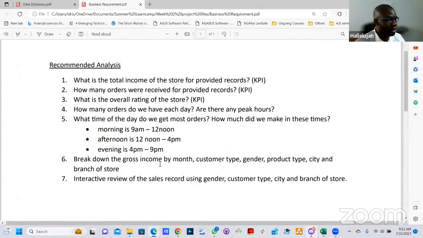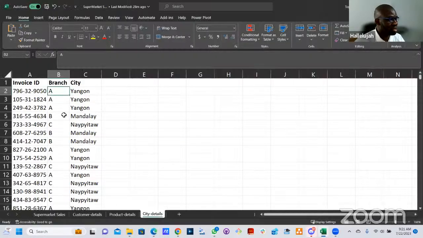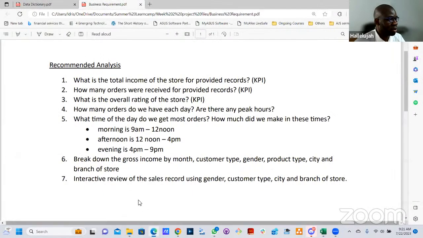And also by branch of store. We also have different branches, like I said, A, B, C. I don't know if there's a D, but you would find out yourself. So once you are done, make it interactive. Build a dashboard from this, just the normal thing. Build a dashboard and make it interactive.